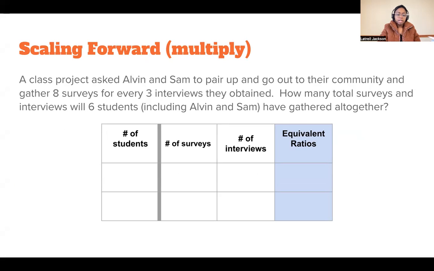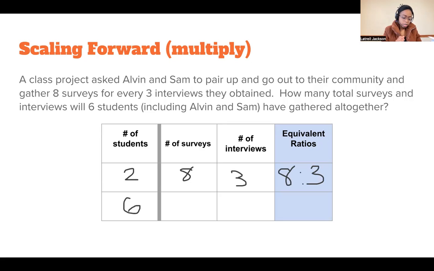A class project asked Alvin and Sam to pair up and go out to their community and gather 8 surveys for every 3 interviews they obtained. How many total surveys and interviews will 6 students, including Alvin and Sam, have gathered altogether? So we know that we're starting out with 2 students and they are getting 8 surveys and 3 interviews. So that ratio is 8 to 3.